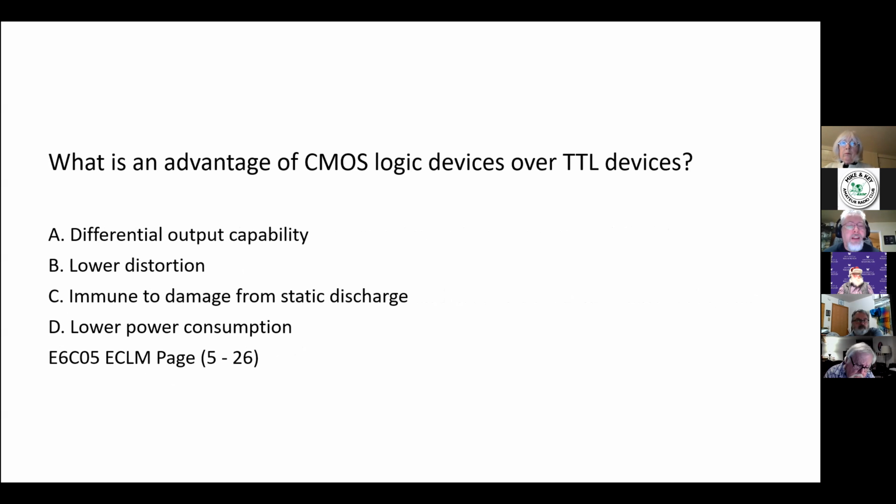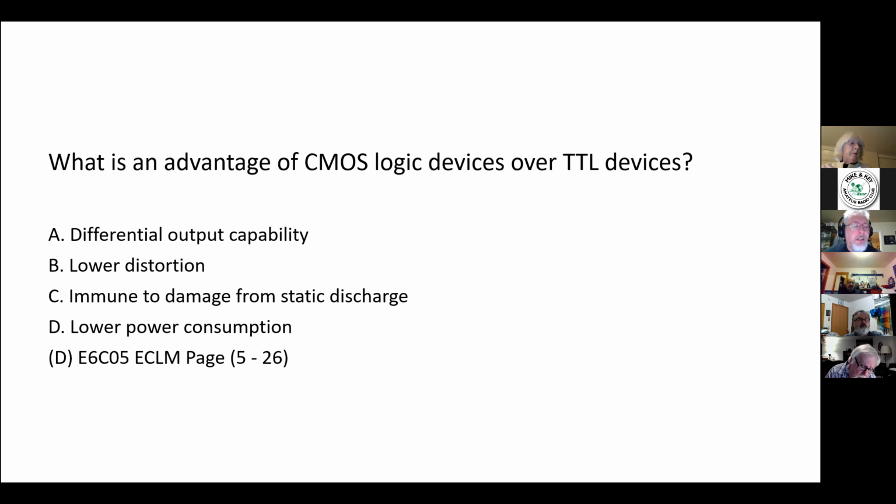What is the advantage of CMOS logic over TTL devices? A, differential output capacity. B, lower distortion. C, immune to damage from static discharge. Or D, lower power consumption.